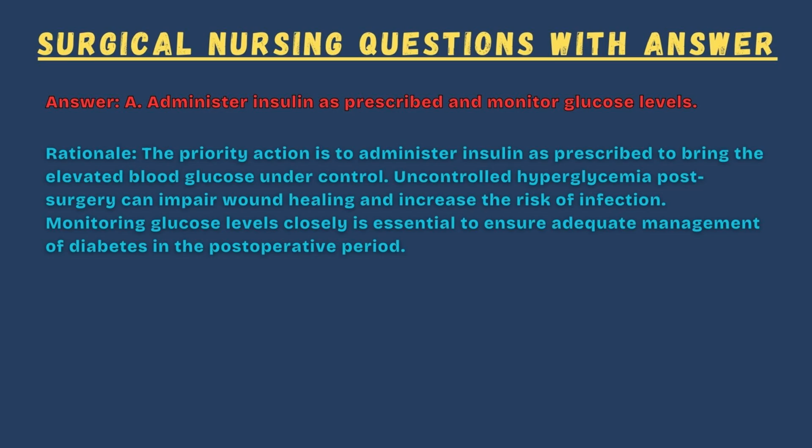Answer. A. Administer insulin as prescribed and monitor glucose levels. Rationale. The priority action is to administer insulin as prescribed to bring the elevated blood glucose under control. Uncontrolled hyperglycemia post-surgery can impair wound healing and increase the risk of infection. Monitoring glucose levels closely is essential to ensure adequate management of diabetes in the postoperative period.